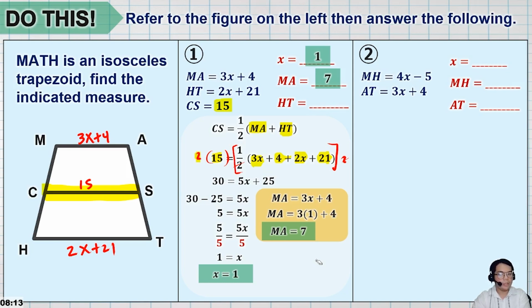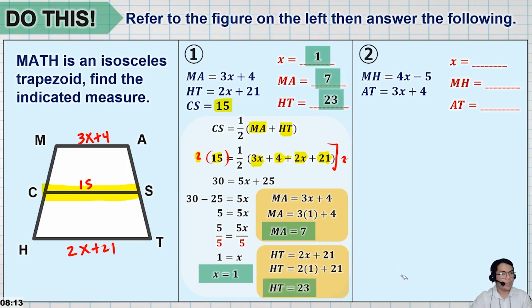Ano naman yung magiging sukat ni HT? Ganun din, substitute mo rin siya. Since ang measurement nito ay 2x plus 21, substitute natin si x which is equal to 1. So we will be having 2 times 1 plus 21 and therefore we'll get HT is equal to 23. Okay, so let's proceed to the second example.